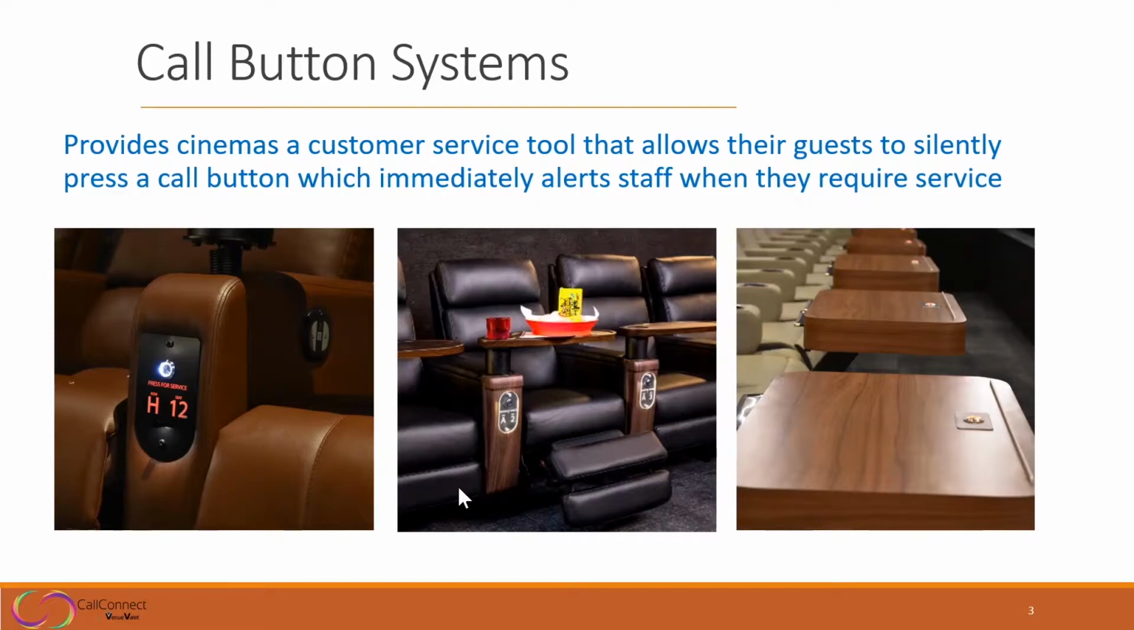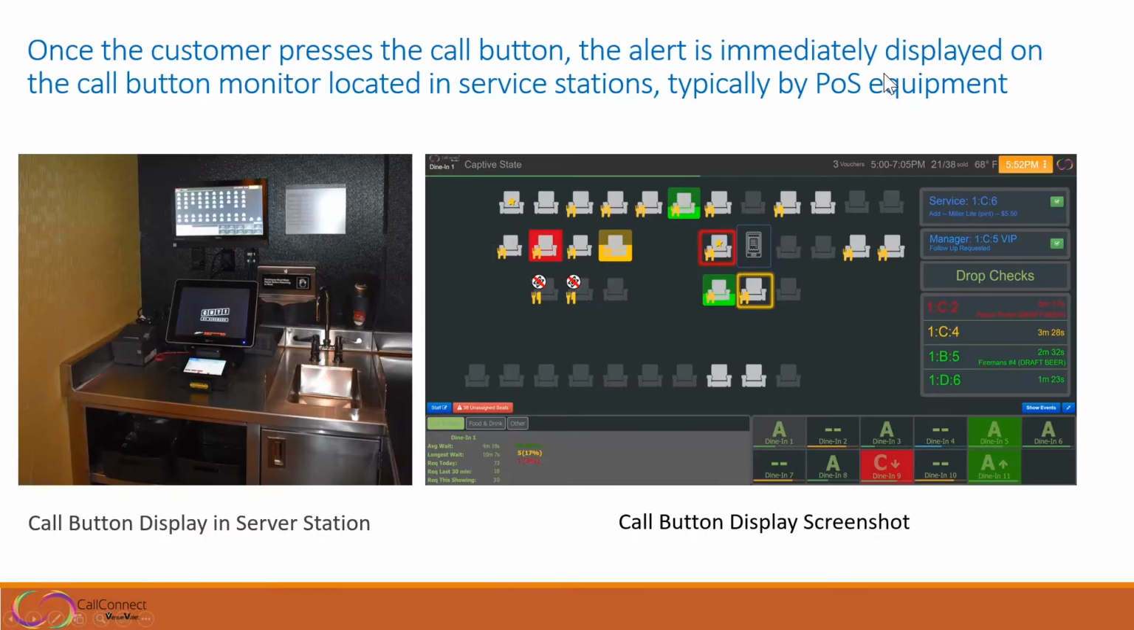The call button system provides cinemas a customer service tool that allows their guests to silently press a call button, which will immediately alert staff when they require service. The call buttons are installed in the recliner face or on the tabletop. When the customer presses the call button, it will immediately be displayed on a monitor, which is usually installed in the server station, kitchen expo, or management office.